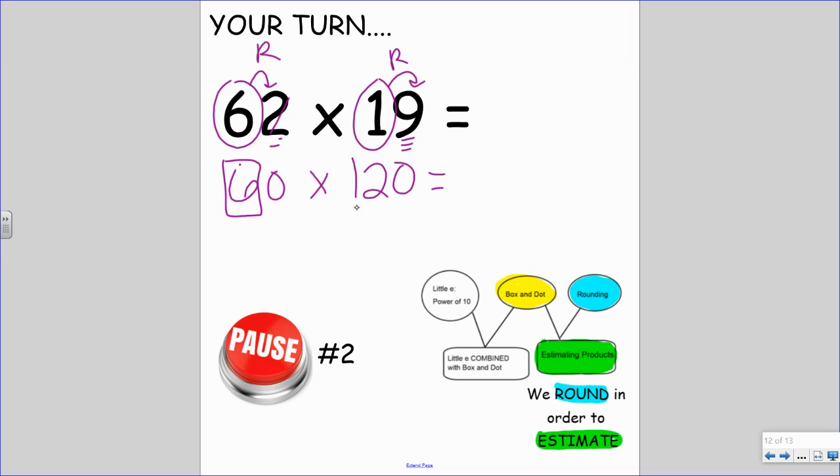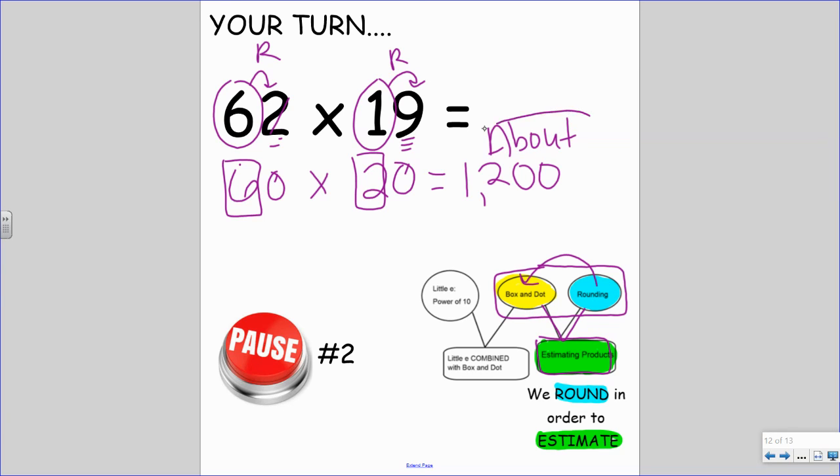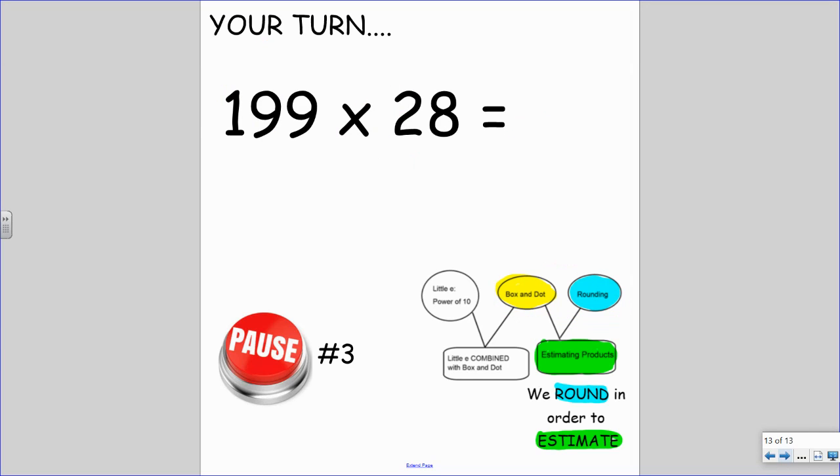And now it's so simple, we can box and dot. 6 times 2 is 12, and we have 2 zeros there. And so what we've done, guys, is we've rounded so that we can box and dot, and that helps us to estimate and find out that if we did get the actual answer, it would be close to or about 1,200. We were able to figure that out in seconds. All right, this is your pause number 3. You're going to go ahead and copy the problem 199 times 28 onto your paper, and then hit play.